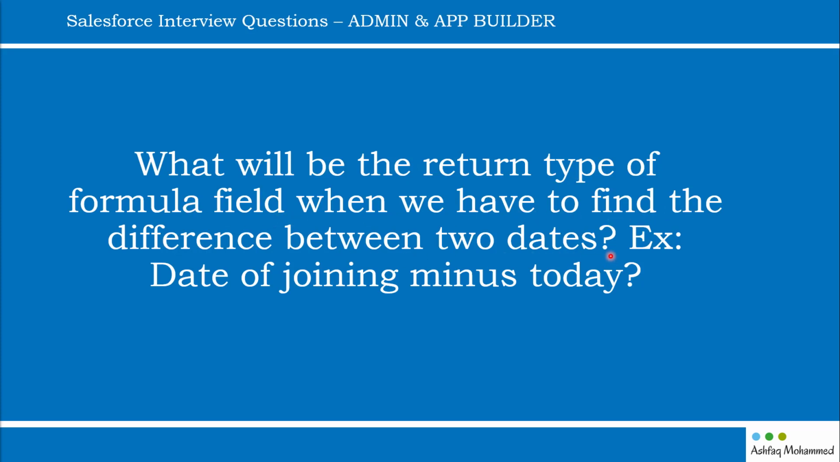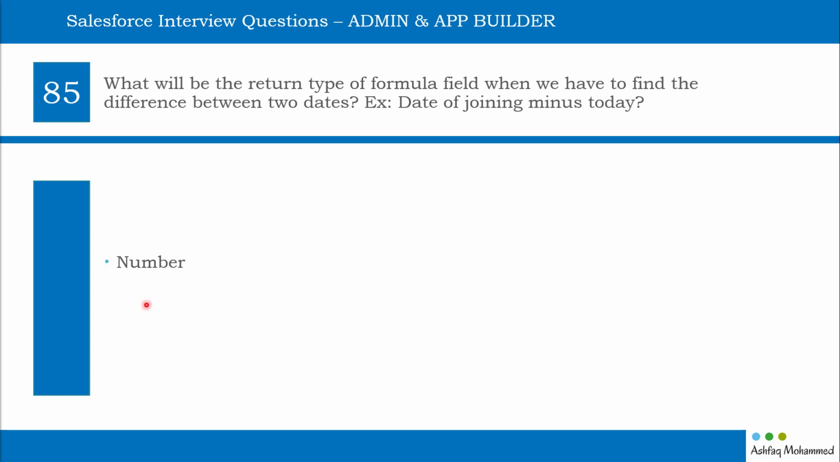Okay. What will be the return type of a formula field when we have to find the difference between two dates? Okay. This is a question for you. Example, like date of joining minus today. So what will happen? Normally candidates don't focus on this question, and they tend to make mistakes over here. That is the reason I have included this in our interview question series. So as soon as they see the difference between two dates, they think that the result will also be a date, right? But that is not the case.